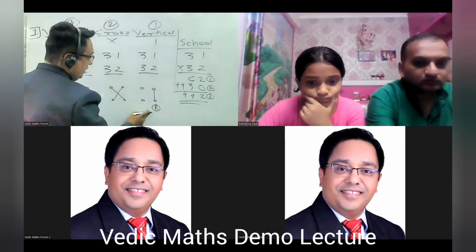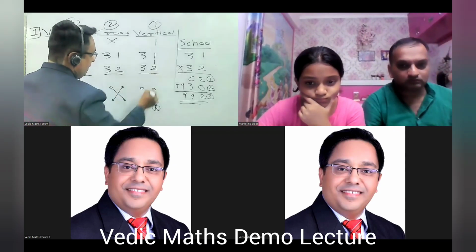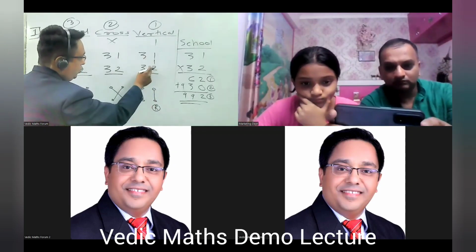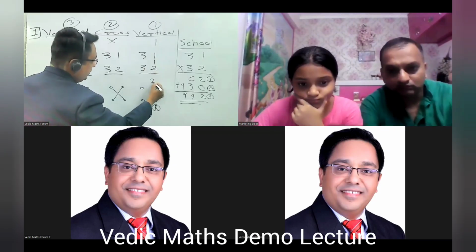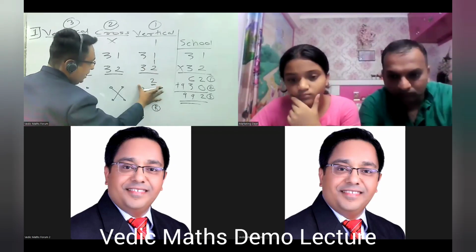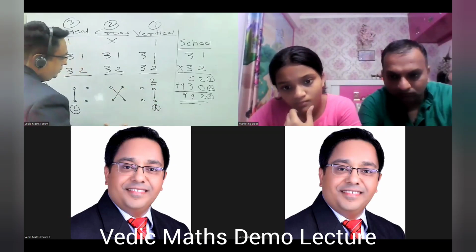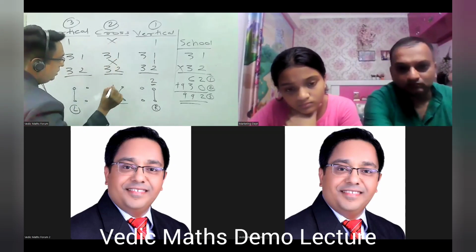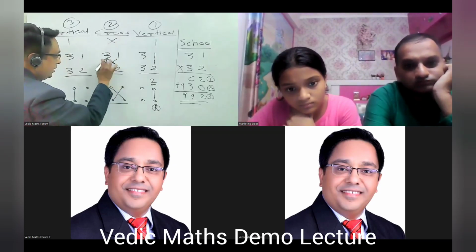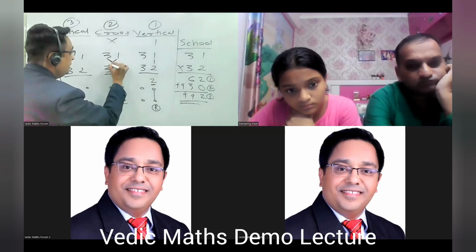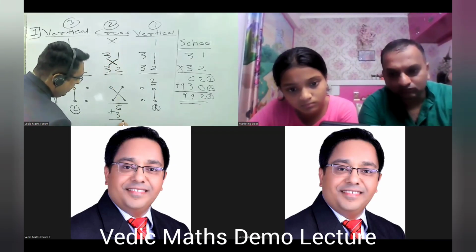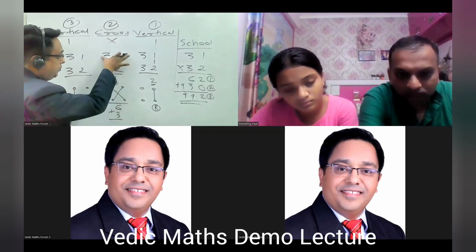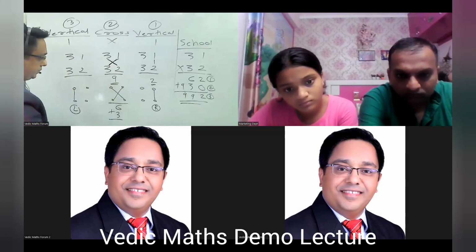Now step number 1 is vertical. So for the first step, draw a vertical line between the rightmost numbers 1 and 2. For the right part, multiply 1 by 2. Now 2 ones are 2. So the right part of the answer is 2. Now for the middle part, apply the cross formula. Initially multiply 3 by 2, that is 6, then multiply 3 by 1, that is 3. Now add 6 and 3. 6 plus 3 is equal to 9. So the middle part of the answer is 9.